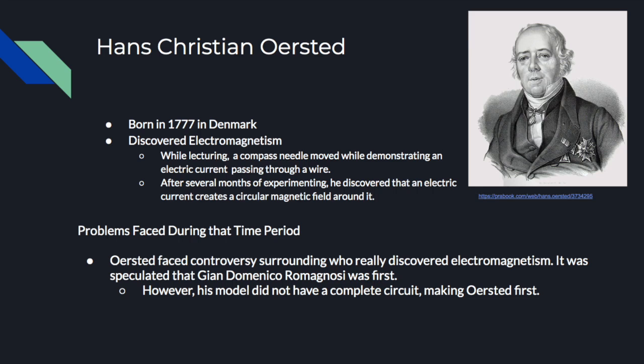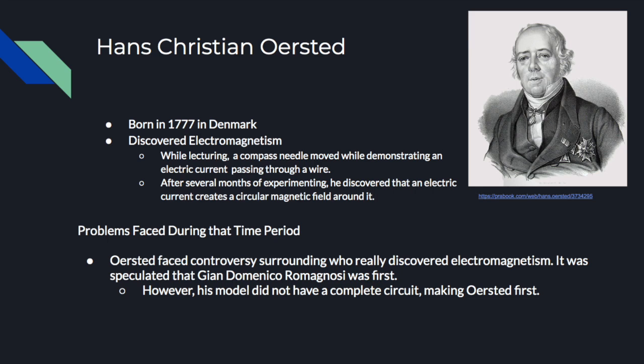Hans Christian Ørsted was a scientist from Denmark born in 1777. He played a big role in discovering electromagnetism. He initially discovered electromagnetism while giving a lecture about a current passing through a wire. While giving this demonstration, he noticed a compass needle moved as he ran the current through the wire.